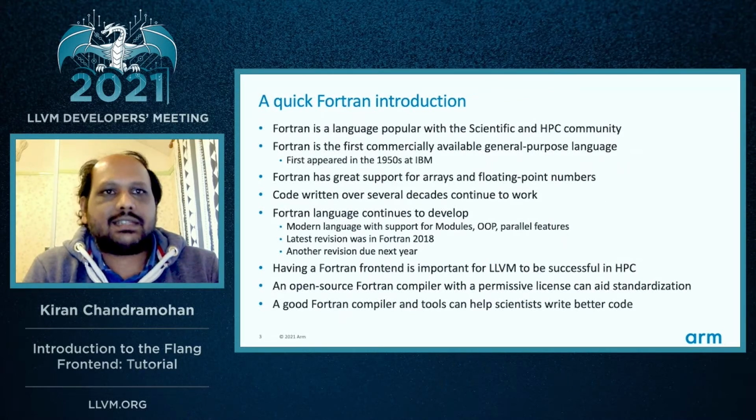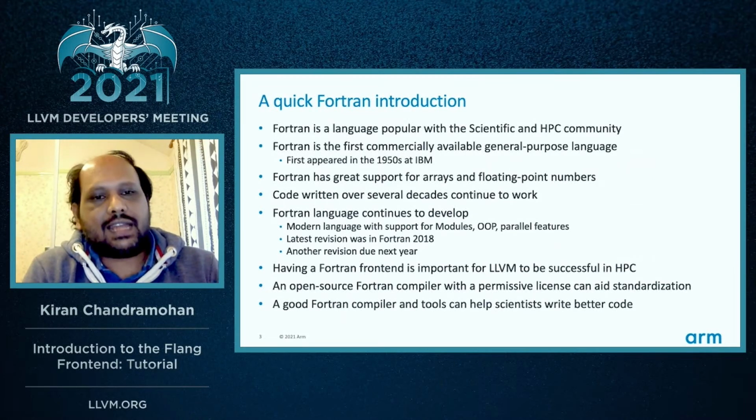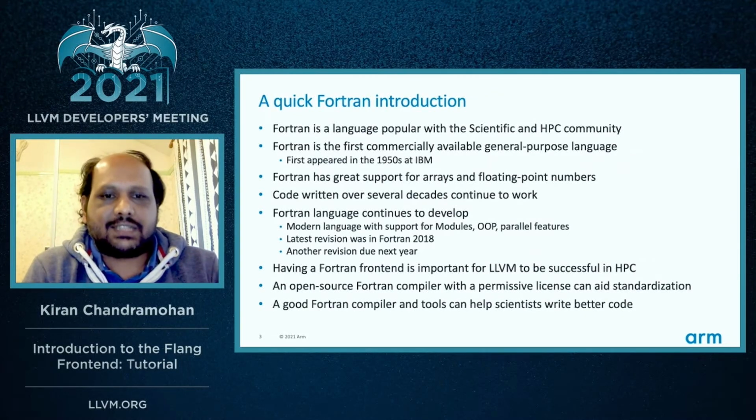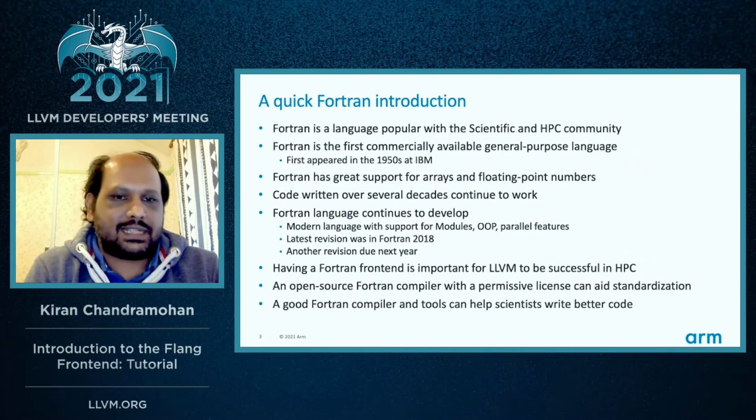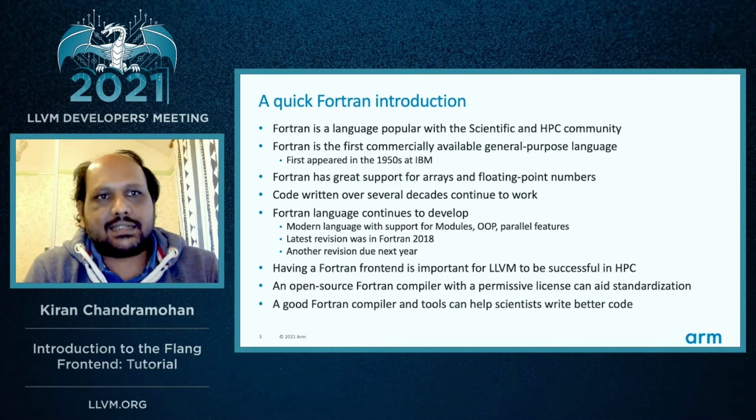And the Fortran language is not a static language. Like C++, it has been developing over a period of time. It is a modern language with support for modules, object-oriented programming, and parallel features. The latest revision was in 2018, called the Fortran 2018 standard. And another revision is due next year.